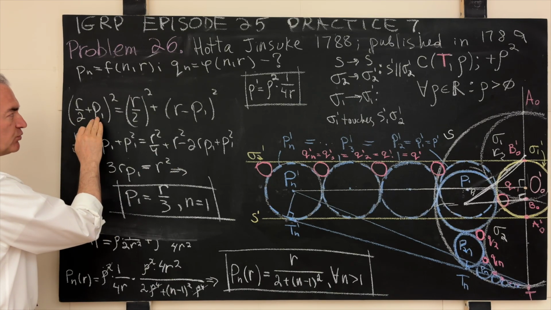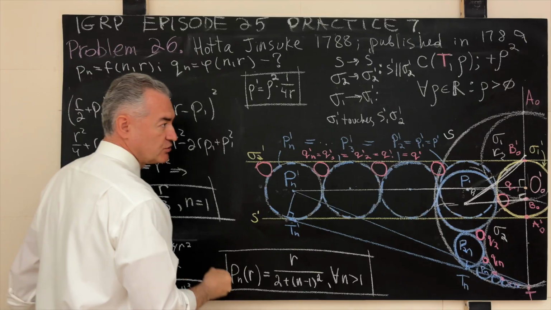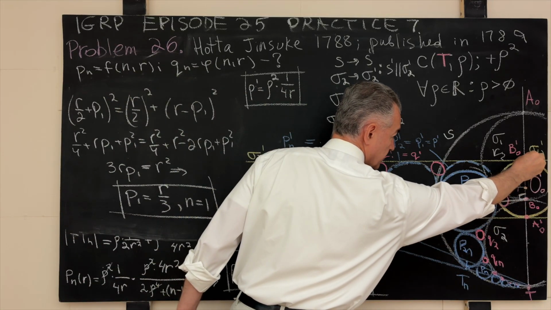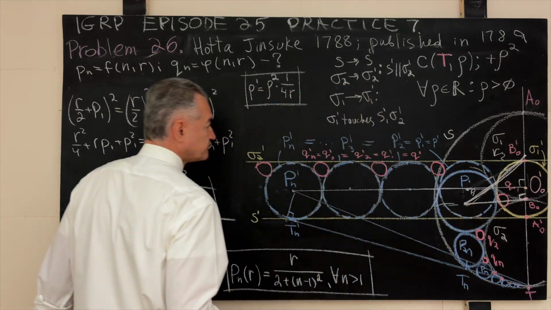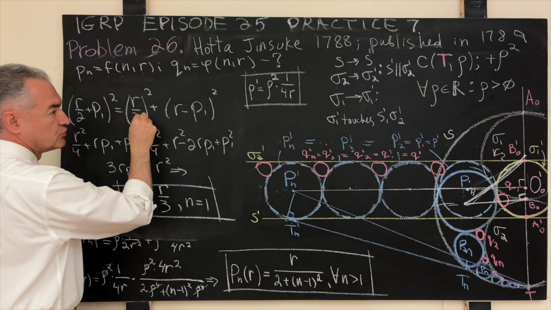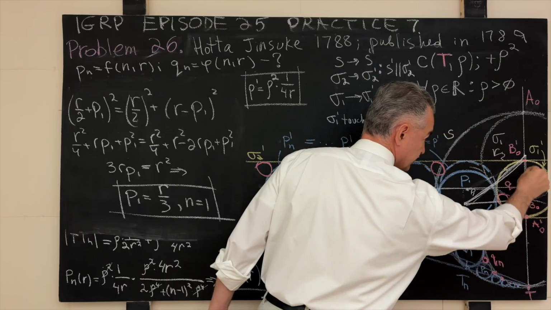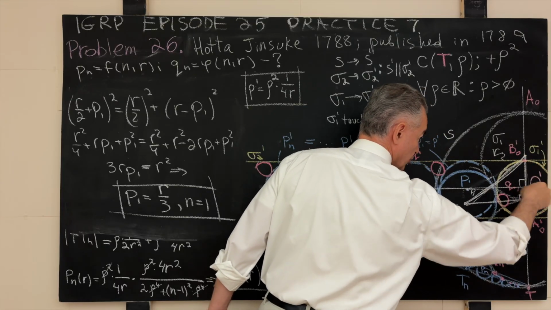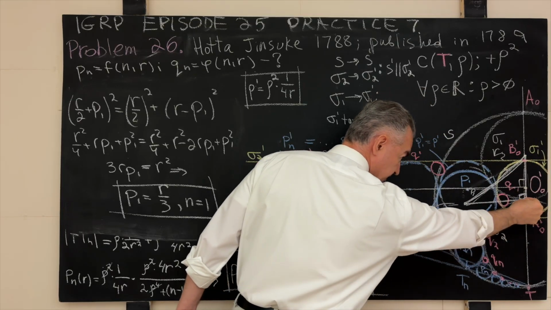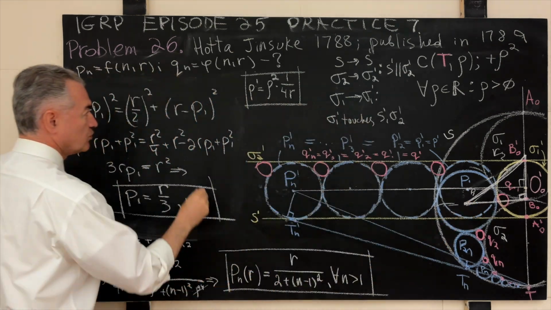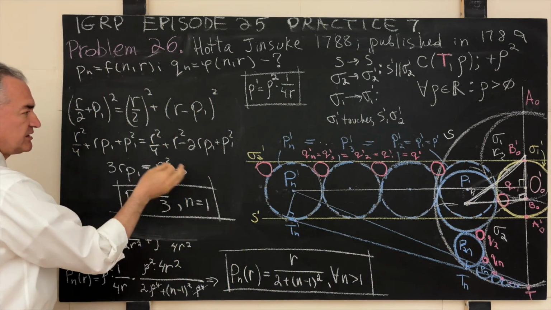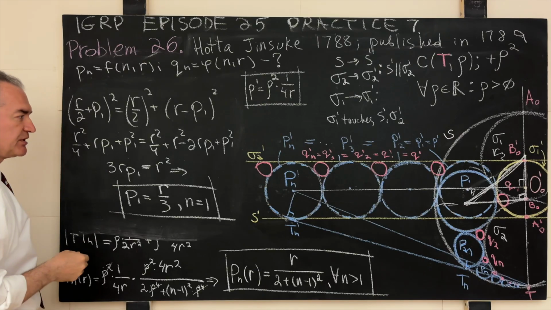r over 2 plus p1 squared, that's the hypotenuse. This hypotenuse right here from here all the way to here. Then r over 2 squared is this distance right here. This is the radius of the smaller circle, sigma 1, this guy, plus this distance right here. And this distance is what? r minus p1. That's it. The rest is just sub-middle school arithmetic.